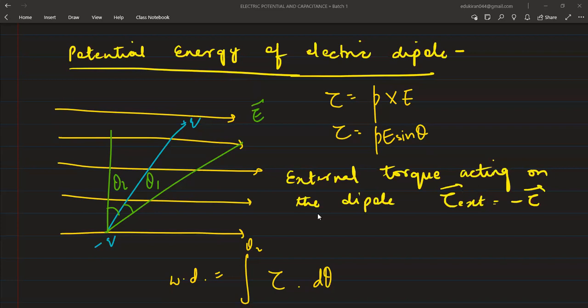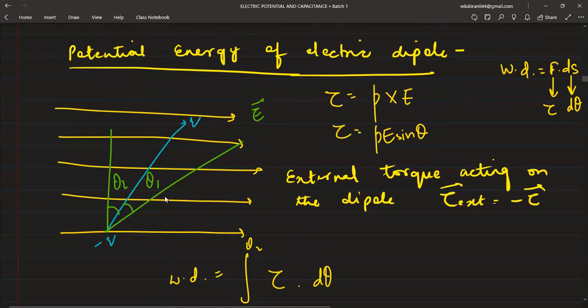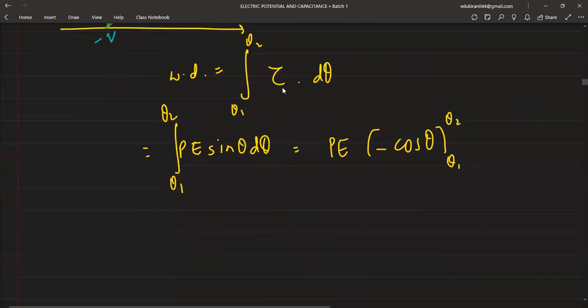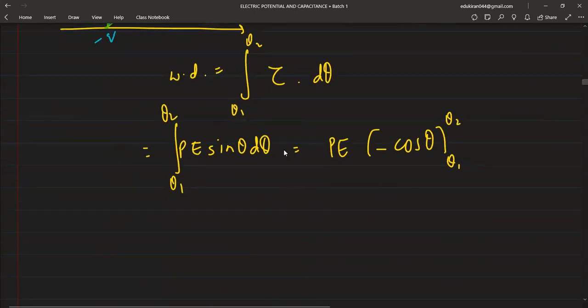Now external torque acting on the dipole, torque external, is minus tau. Now what is work done? We say work done is force into displacement. Force in rotation is written as tau and displacement is written as d theta. So work done is tau dot d theta. If the dipole is rotating from one angle to another, from theta 1 to theta 2, we'll integrate it from theta 1 to theta 2. So torque was P cross E, so that's why we'll use PE sine theta d theta.